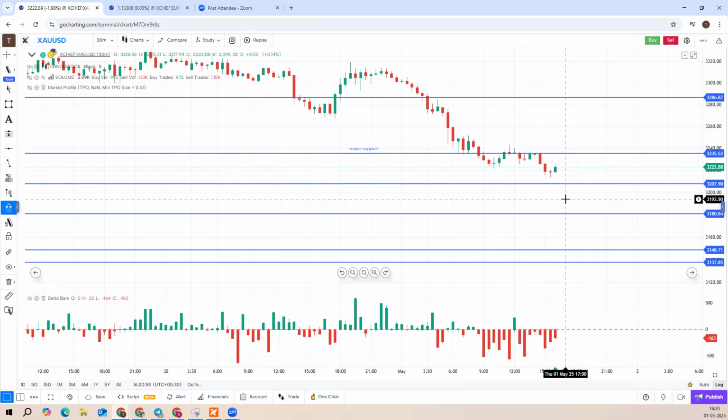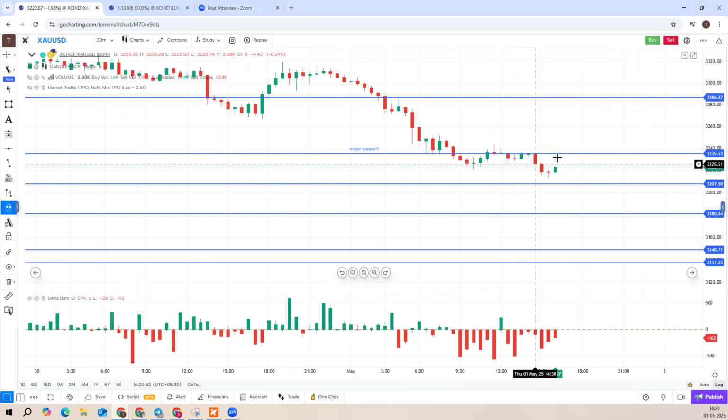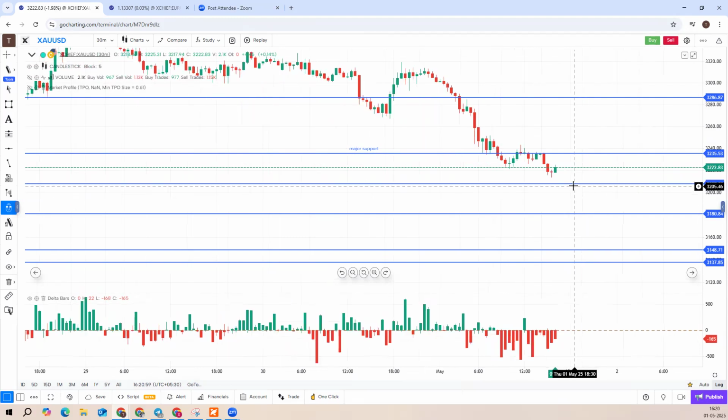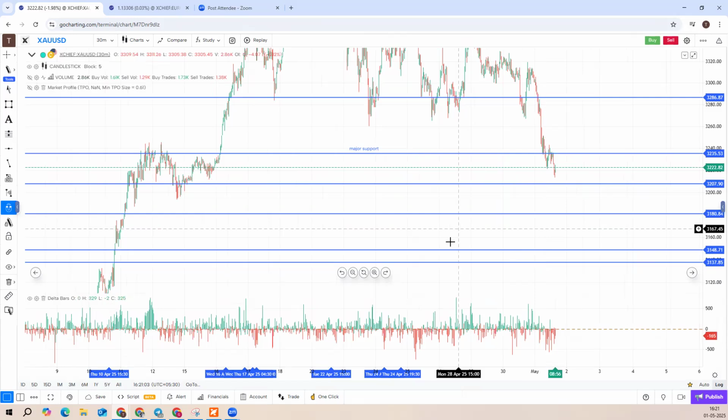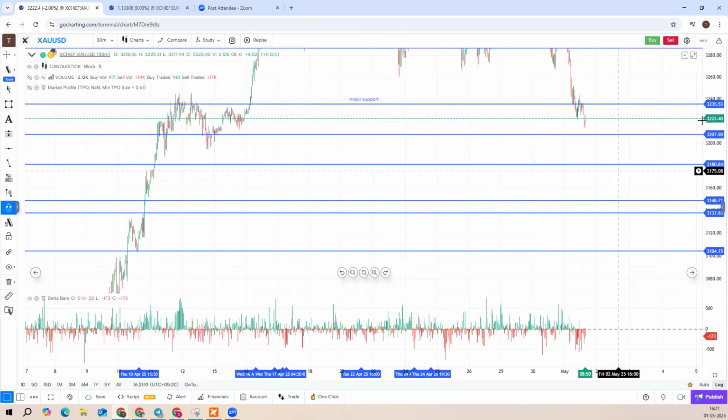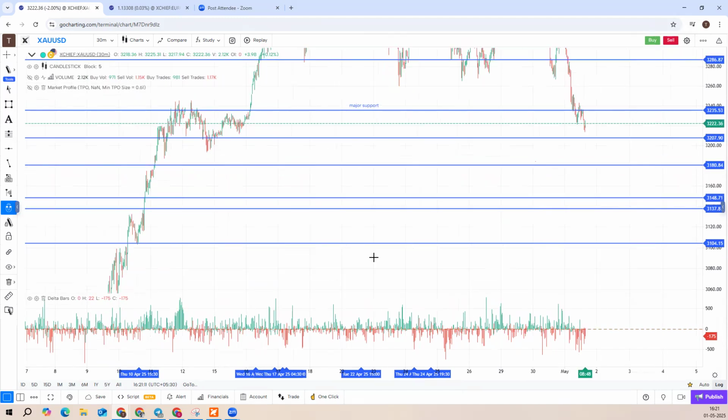Okay, so now again we are getting some kind of pullback, but expect the market to come to these levels, at least these levels the market will be coming. Okay, now if the market is breaking down, so let me just go below. If the market is going down, this was the major support area. So let us try to plot the below levels. How did we plot these levels?